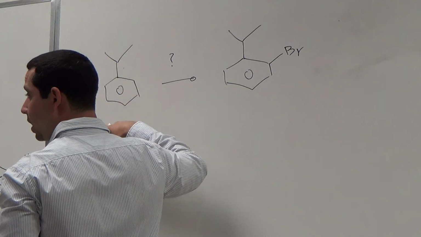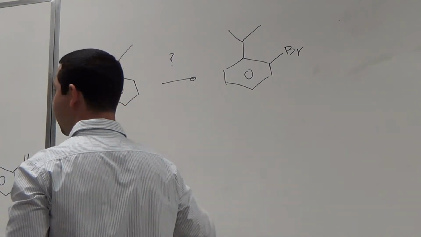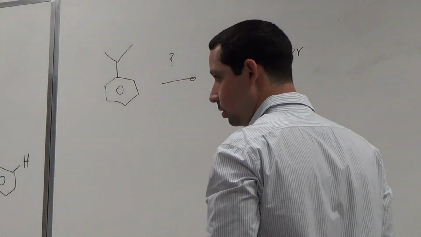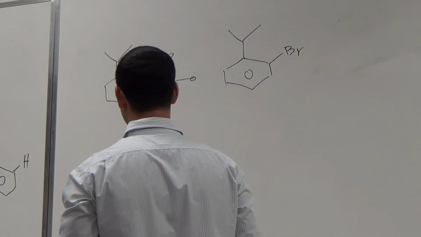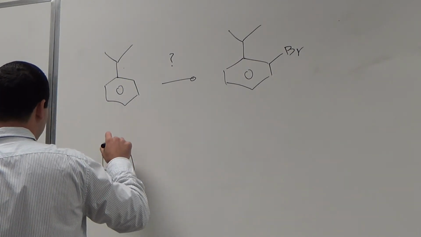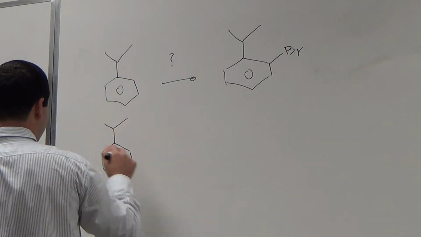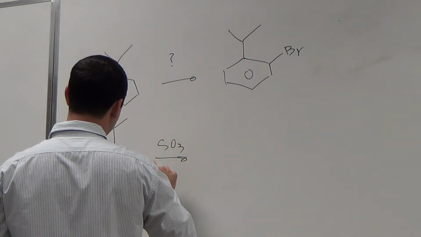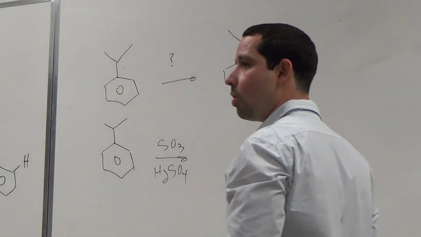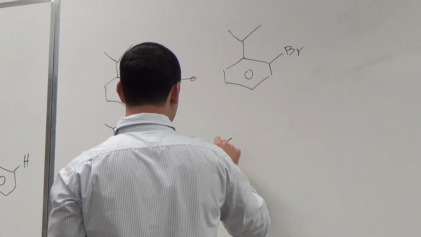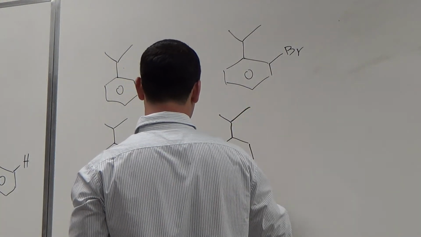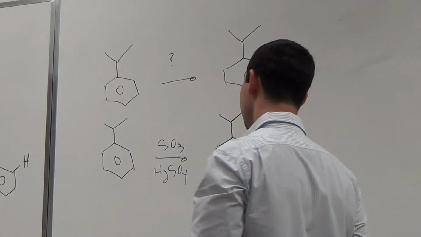You're going to have a little bit of that, and you can say, I make both and I separate them. No, we're going to use a blocking group. That is the use of this blocking group thing. So what we are going to do is, we are first going to do this reaction, SO3, H2SO4. The major product is going to go where? Para. That's the major product. Yes or no? Yes.